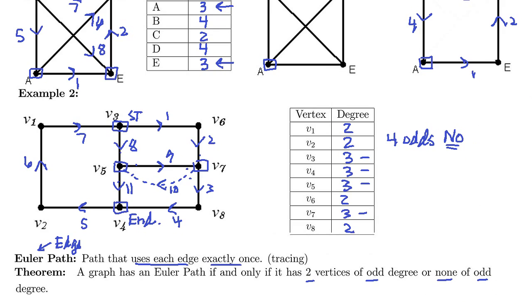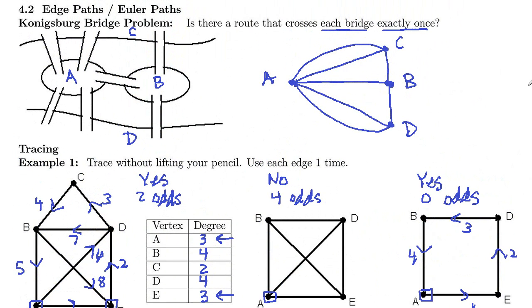So let's go back to the Konigsberg bridge problem here. And if we look at the degrees of these vertices, A is 1, 2, 3, 4, 5. So that one is odd. C, 1, 2, 3. That guy is odd. B, 1, 2, 3. That's odd. D, 1, 2, 3. That's odd. So we've got 4 odds. So you can't trace. This one's a no.